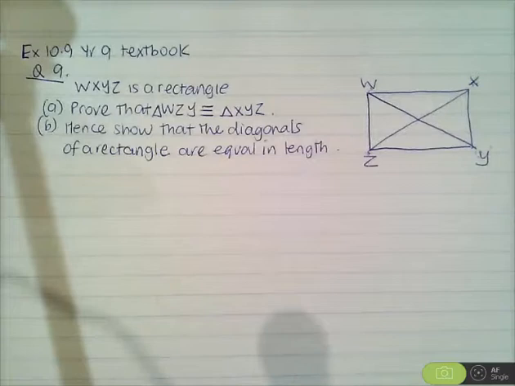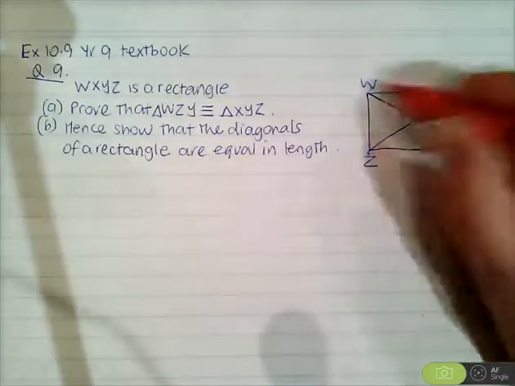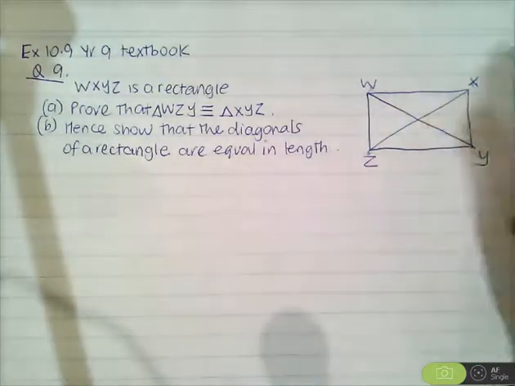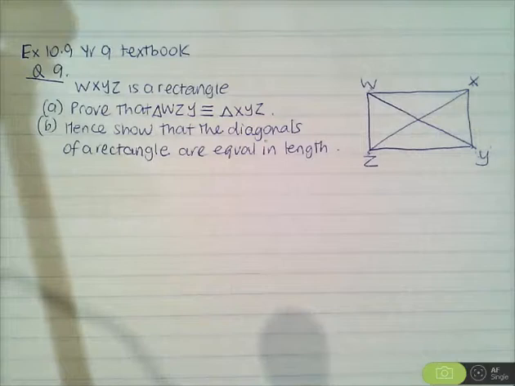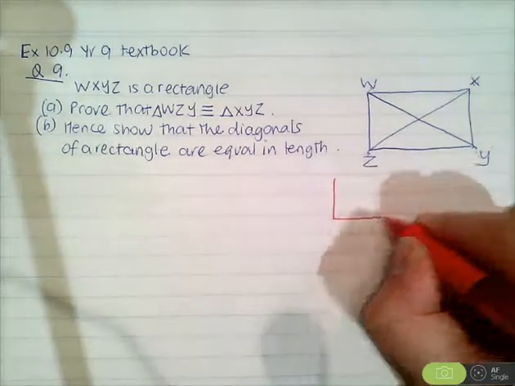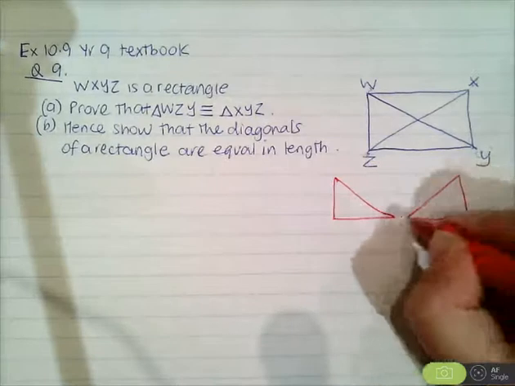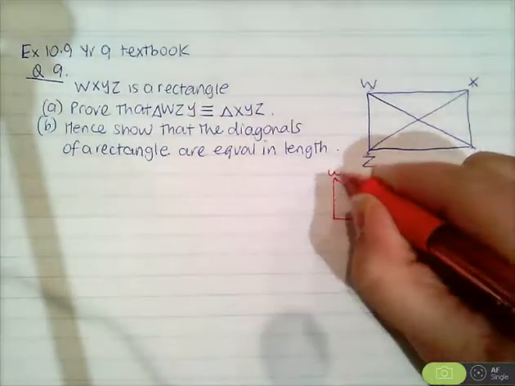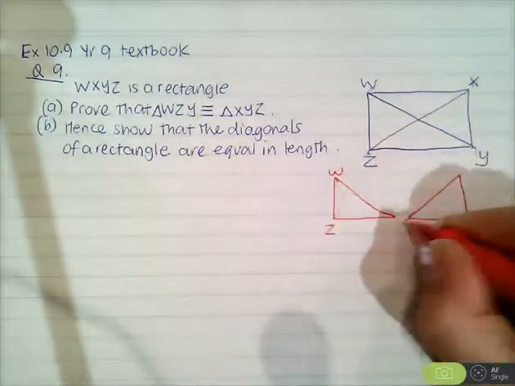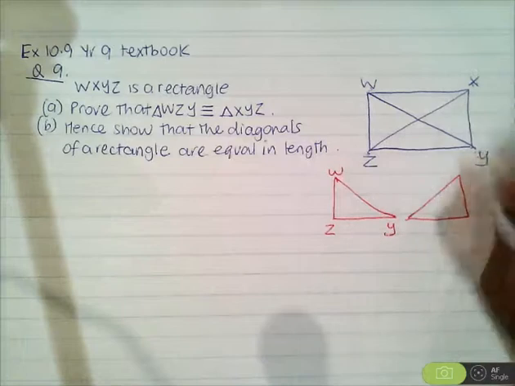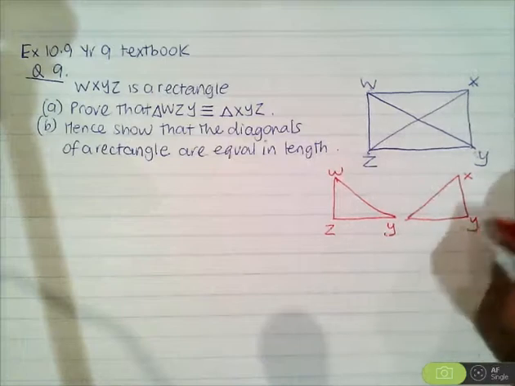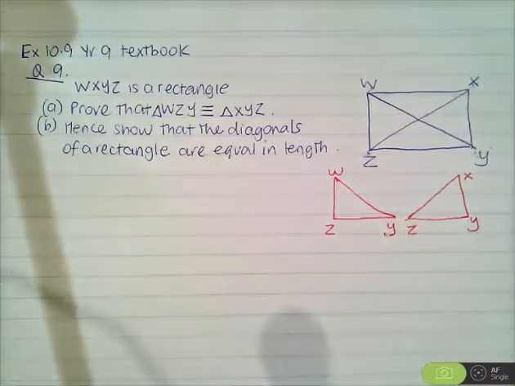Okay, so we're going to start. Now just be careful, remember these two triangles are overlapping. Now what I like to do sometimes if they're overlapping, I'm just going to draw them separately down here. I'm still going to keep this diagram up here, but this is the triangle on the left, WZY. I'm going to draw this triangle here on the right, XYZ.